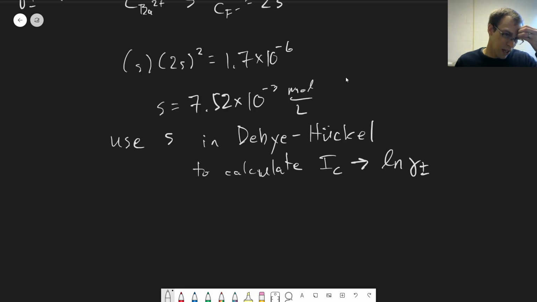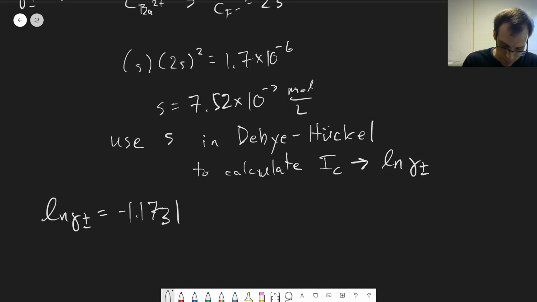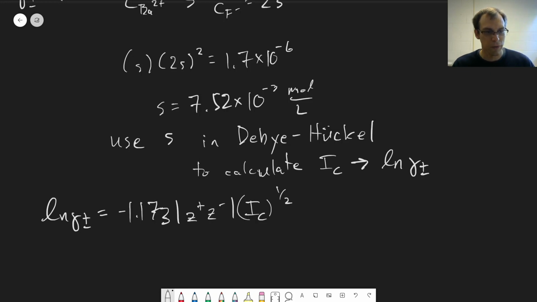Now, what I'm going to show here is not using the extended Debye-Huckel theory, just regular Debye-Huckel. And I'm going to skip some steps here. They're outlined in the notes, and you can make sure that I'm doing this correctly. But basically, we're going to say log gamma plus minus is equal to negative 1.173, absolute value of Z plus, Z minus, times IC to the 1/2, right? This is the Debye-Huckel formula we can use. So we need to calculate IC based on the concentrations of barium and fluoride.